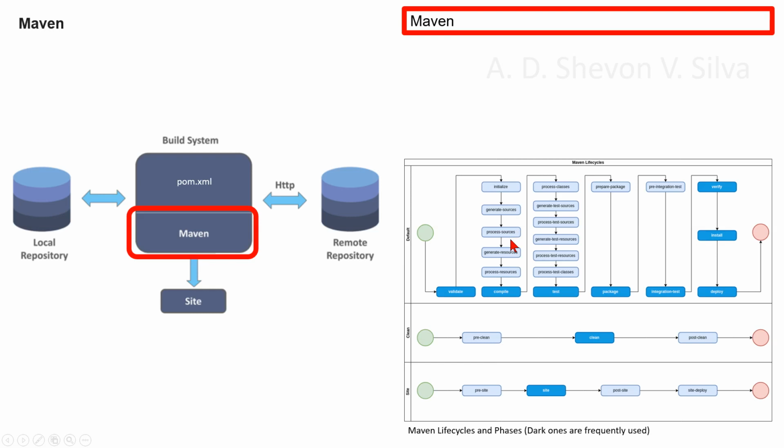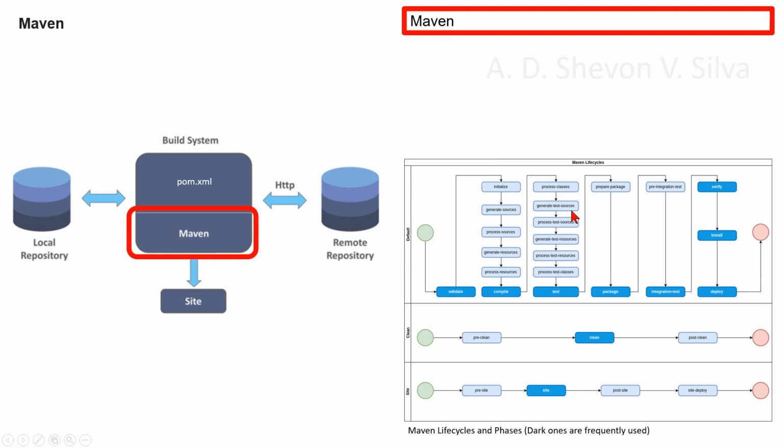Process sources: process the source code, for example, to filter any values. Generate resources for inclusion in the package. Process resources: copy and process the resources into the destination directory ready for packaging. Compile the source code of the project. Here the process classes: post process the generated files from compilation, for example, to do bytecode enhancement on Java classes.